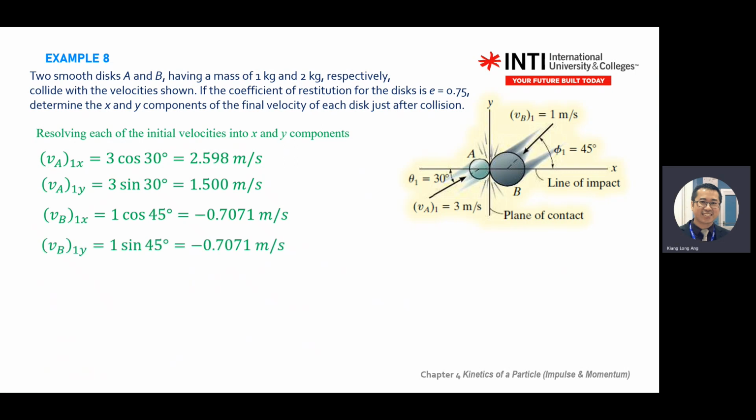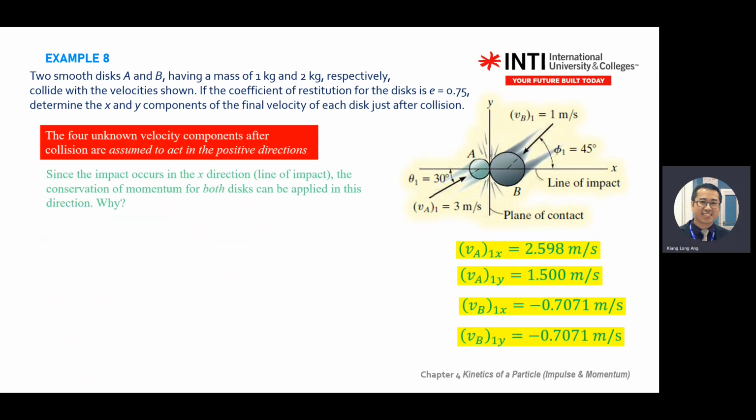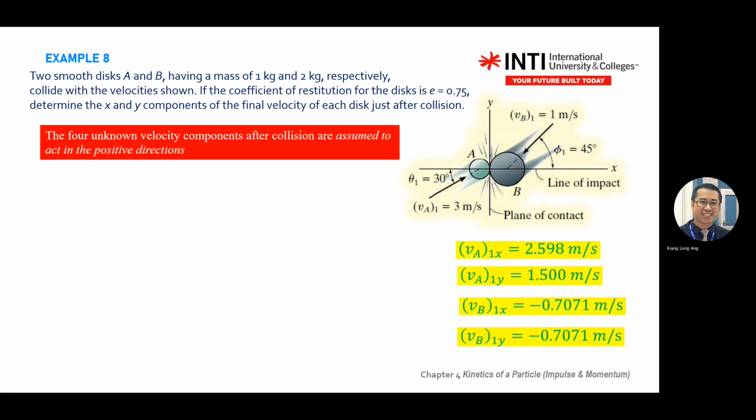So you split into XY for both VA, VB, right? Anyone you have issue with the sine and cos? No, okay. Go practice if you are still weak in splitting the vector. So that's why you see negative there. Then the rest you read.